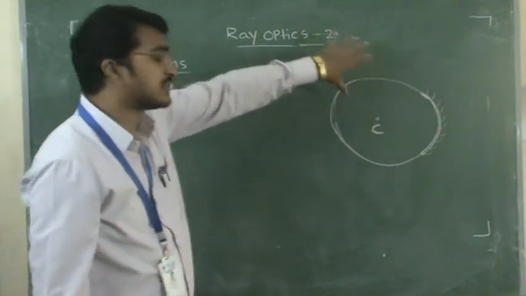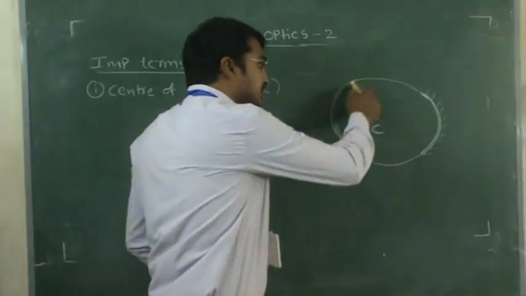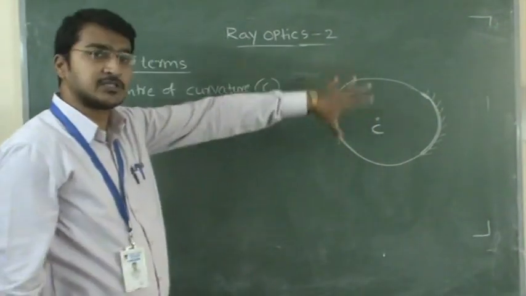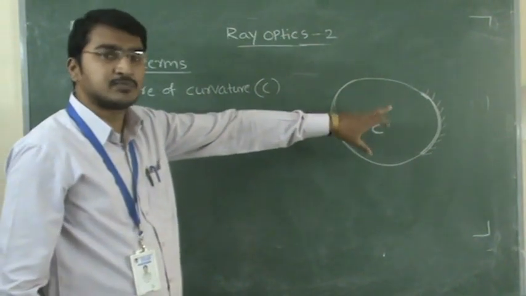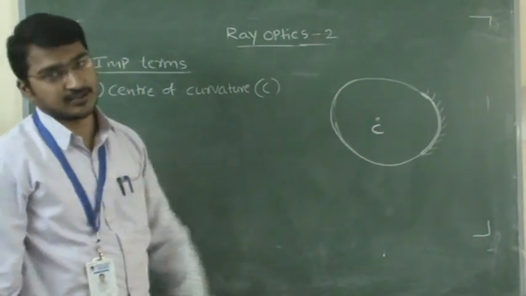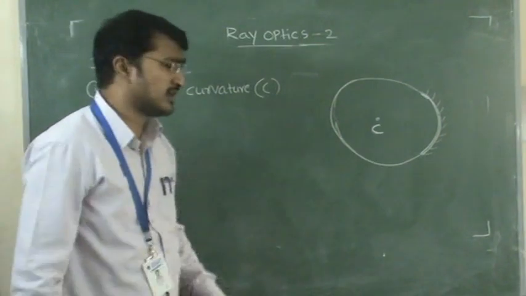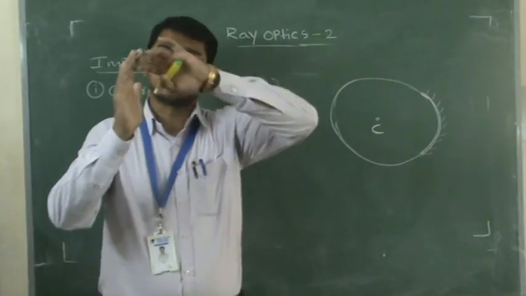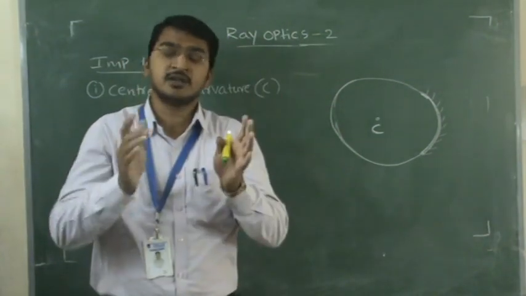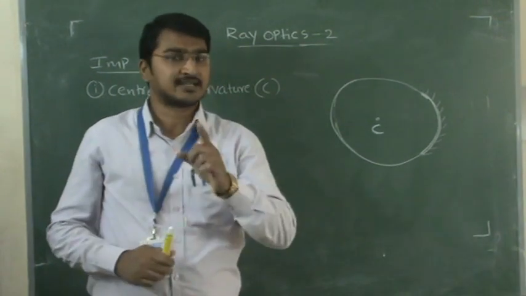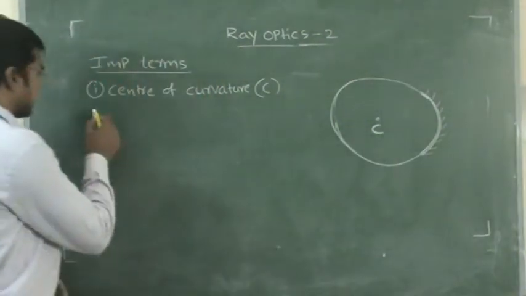Or if you extend the curvature of the mirror, it forms one sphere. The center of the sphere we call the center of curvature. Center of the sphere, compulsory. For every curved mirror, if you extend the edges, it forms the sphere. The center point we call the center of curvature. Okay. Now, second point.